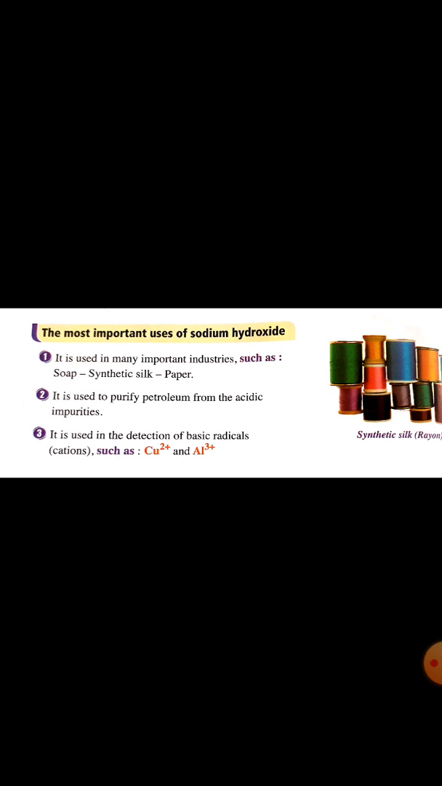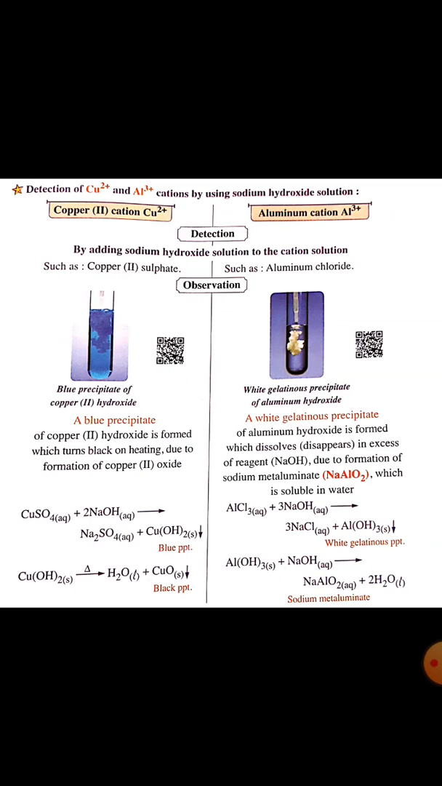In addition, it's used to detect the basic radicals like copper ion and aluminum ion, like this. Look. Here we're going to prepare a solution that contains copper positive 2 and another one that contains aluminum positive 3, like copper sulfate and aluminum sulfate. First of all, prepare a solution of copper sulfate. Add here the solution of sodium hydroxide.